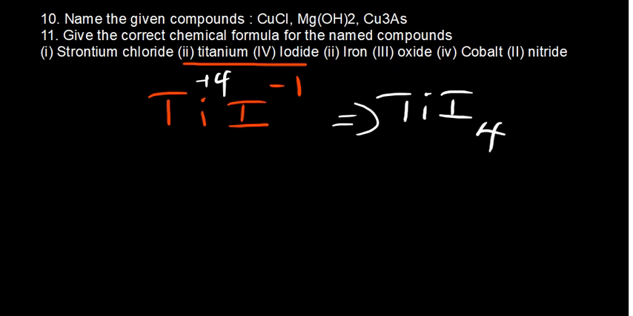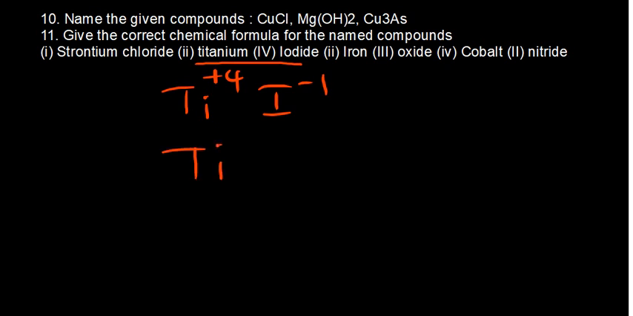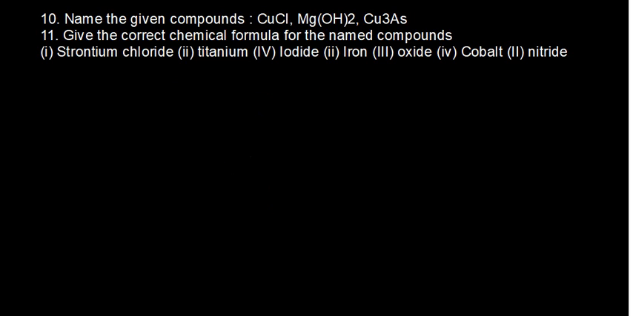Moving on to the third one. Just for your own information, titanium may have different charges, but the question has specified titanium 4. So it's Ti with 4. Then iodine, it's known it's a negative 1. And that's how we're coming up with a formula. It's not like you just have to master it, no. The question is specifying titanium 4 because transition elements may have varying charges.